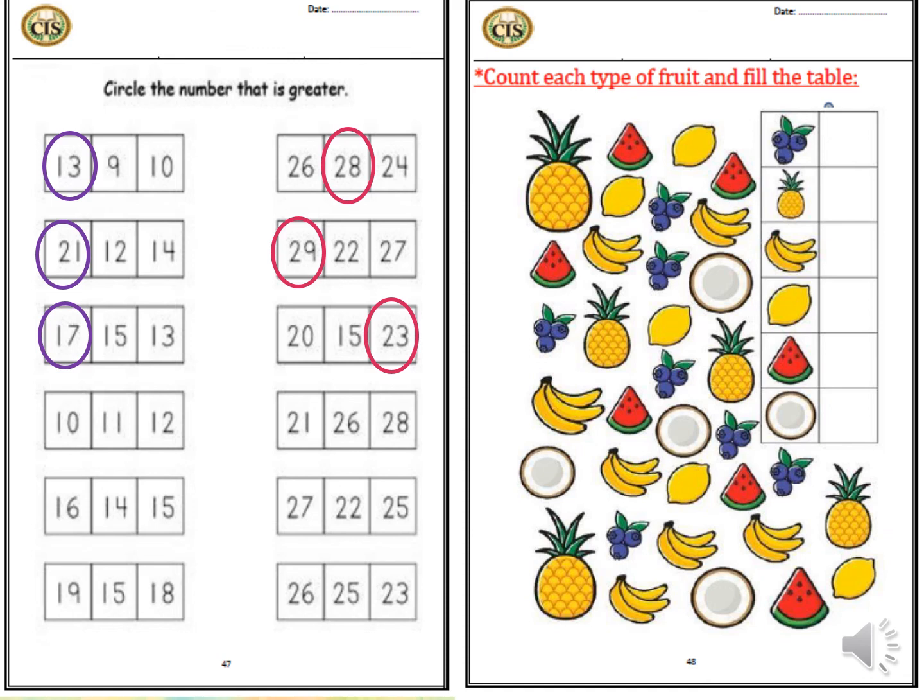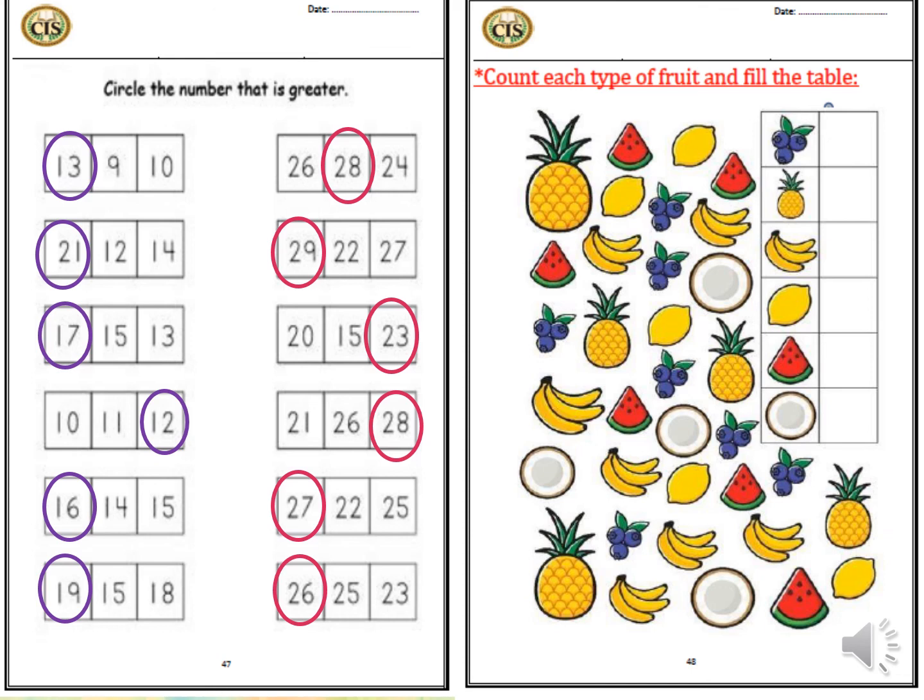Next, we have here 10, 11, 12. So 12 is greater. 21, 26, 28. So I will circle 28. 16, 15, 14. Which one is greater? 16. Here we have 27, 22, 25. Which one is greater? Yes, 27. Excellent. Here 19, 15, 18. 19 is greater. Here 26, 25, 23. So 26 is the greater.